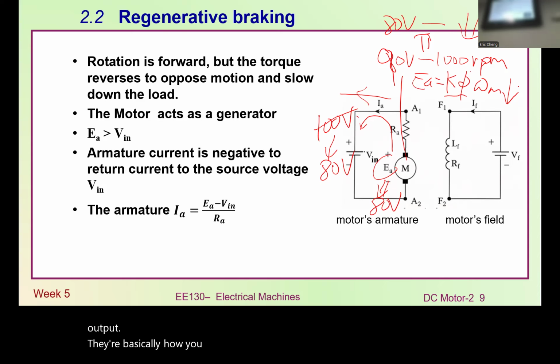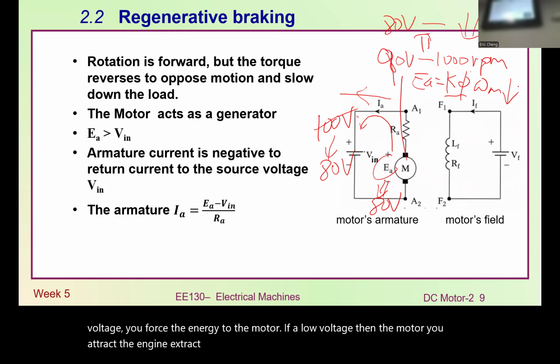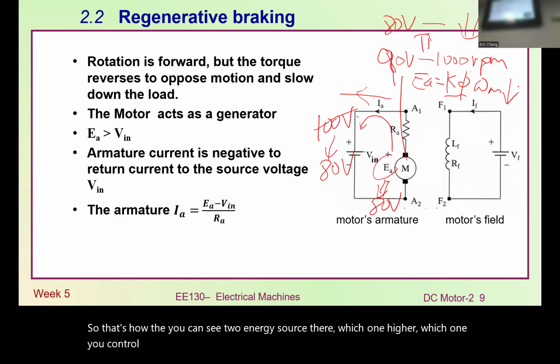So you can see that if the input voltage V in has higher voltage, you force the energy to the motor. If a low voltage, then you extract the energy from the motor. That's how it operates. So motoring means this voltage higher than this one. Regenerative braking means this voltage lower than this one. All right. So that's how we can see two energy sources here. Which one is higher than which one controls how the current moves.